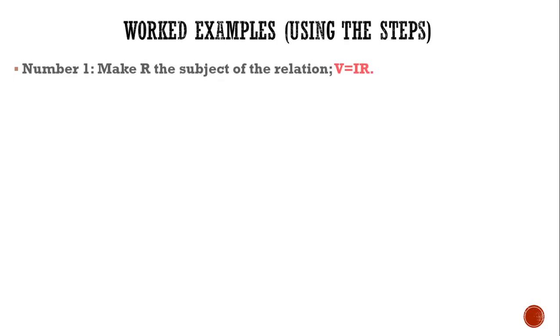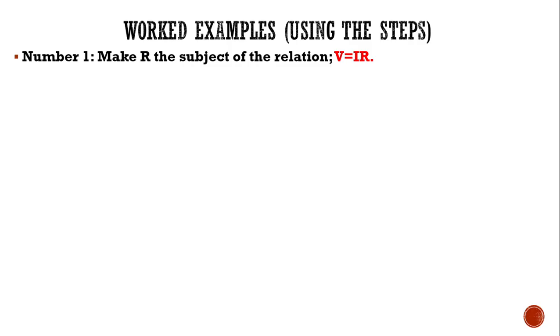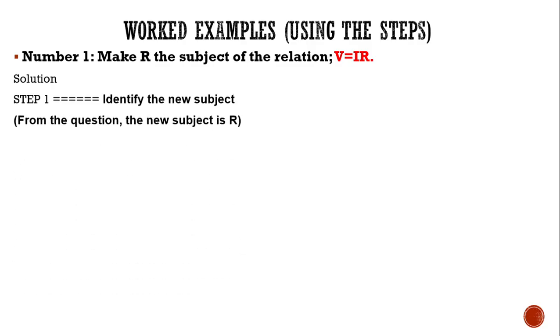We will look at some examples following the steps that we have established. The first question here says, make R the subject of the relation V equals IR. Following our steps, step 1 says identify the new subject. From the question, the new subject is R. So we are done with step 1. So we move on to step 2.